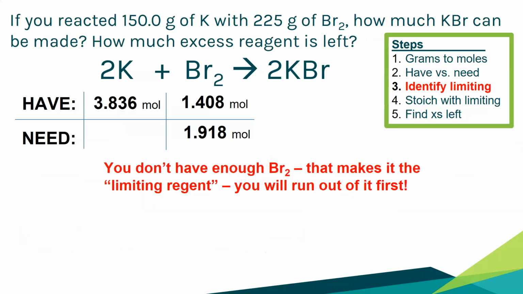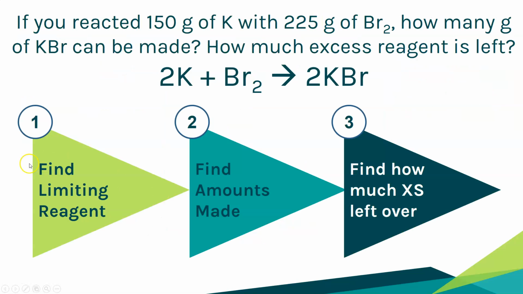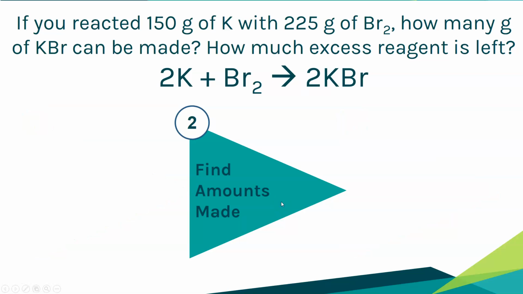So now we notice we don't have enough bromine. That's our limiting reagent. We're going to run out of that first. That means potassium is our excess reagent. We're going to have extra left over. So we've now done part 1. Okay, we know that bromine was limiting. Now we're going to find out how much potassium bromide we can make.